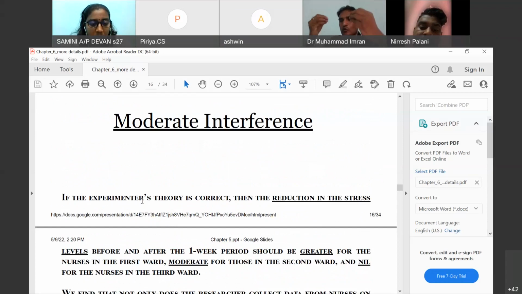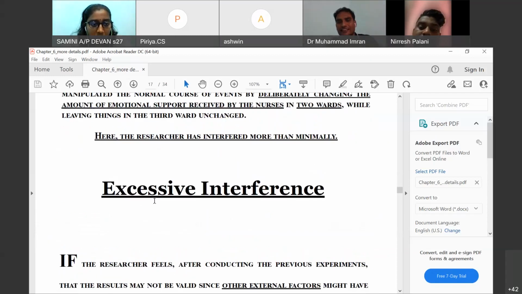Okay, to motivate the nurses. Okay, there is no stress, please handle this thing. Then they have less stress. And the second group, only technician, they have more stress. And the third one has more stress because they don't have emotional support, right? So here also interventions, okay, moderate intervention. Let's see, excessive, more, the third type of researcher interference.